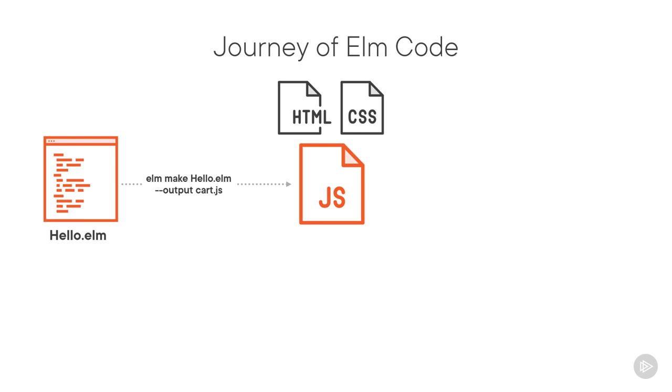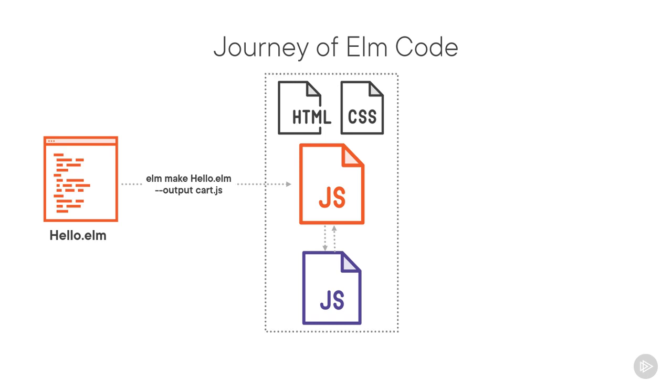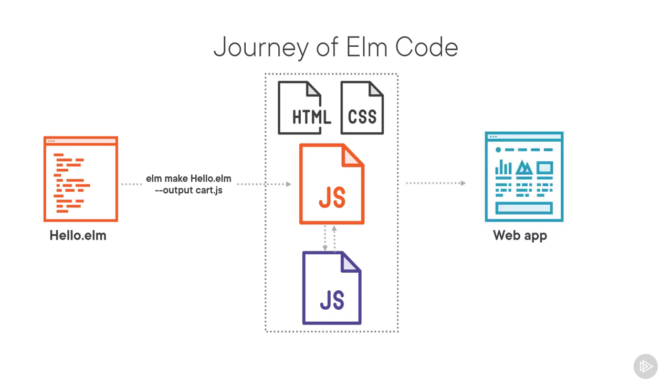Furthermore, let's say our web app needs to talk to some other piece of JavaScript code written by a different team without Elm. Our Elm code, or to be more precise, the resulting cart.js file, needs to have some ways to send data to the other JavaScript code and also to receive data from it. These components need to work together nice and smoothly so that end users can enjoy the final web app.